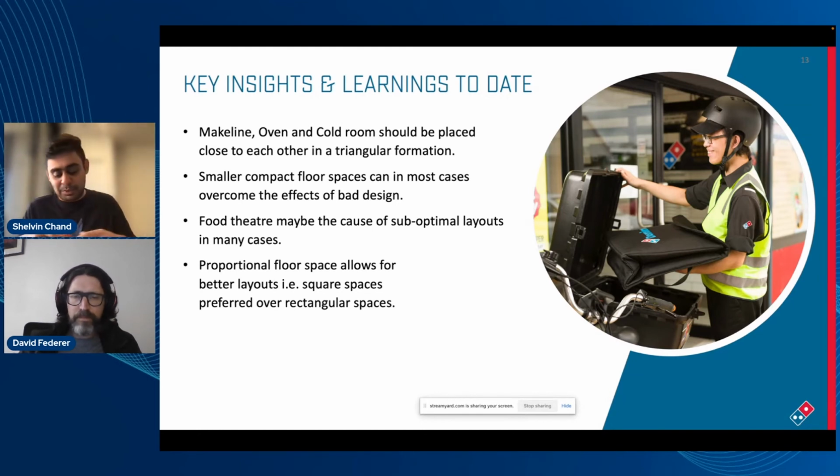When we put the make line right in front, that means the oven will follow after that, and the cold room goes right to the back. So that breaks that triangular formation rule. Now we are in this interesting situation where we're trying to think of how we can incorporate this learning, this interesting rule that we've discovered, while also keeping the customer engaged with the whole process of seeing their food being made. And so that's what we're looking at going forward.